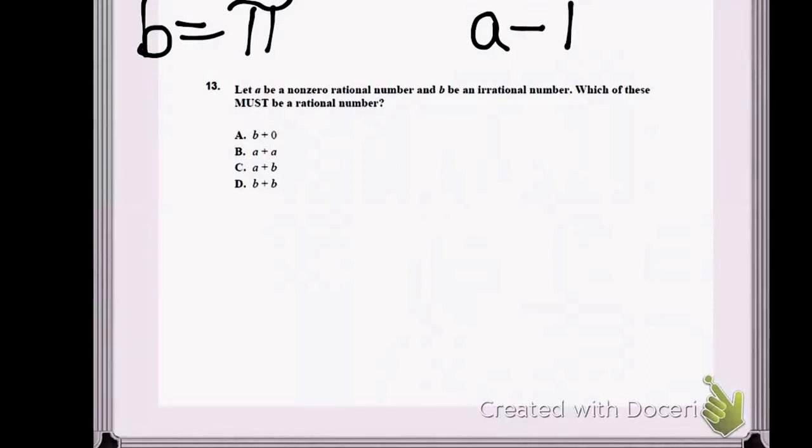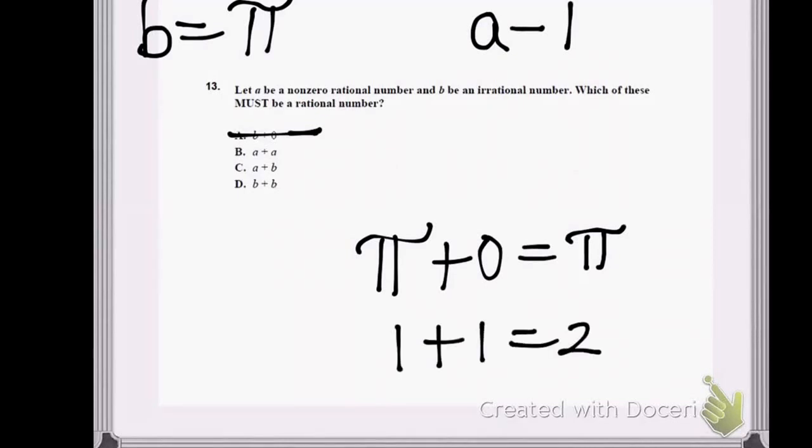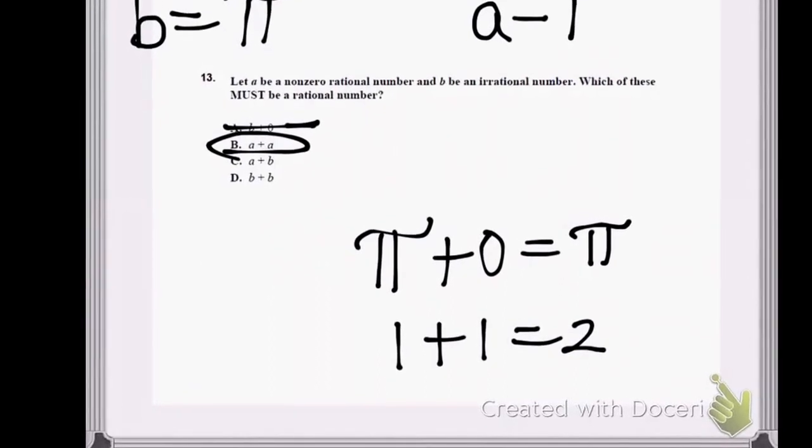So if I do A, pi plus 0 equals pi. So is that rational or irrational? Pi is irrational, so I'm not looking for that one. B, A plus A. So I let A be 1. 1 plus 1 equals 2. Is that a rational number? Yes. So there we go. There's my answer.